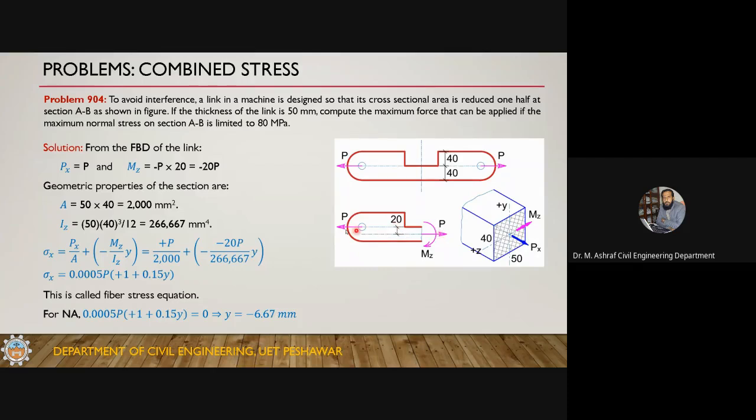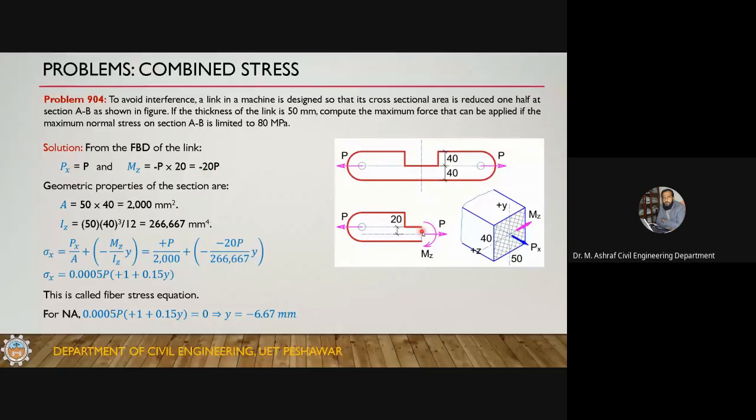So these two forces are offset at an eccentricity of 20 millimeter, because this height is 40. If it is applied at this centroid, so this must be 20. Okay, so now you have an axial force and a bending moment. This bending moment is a negative bending moment, and this axial force is positive. So Px is equal to P and Mz is equal to minus P into 20, so minus 20P. Since 20 is in millimeter, the unit of this is Newton millimeter, assuming that P is in Newton.